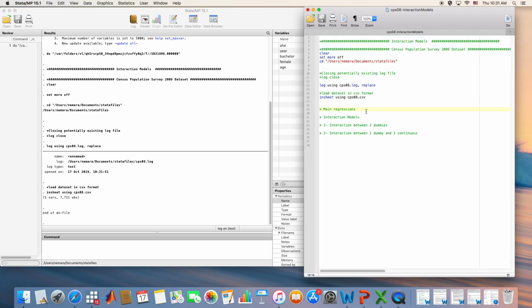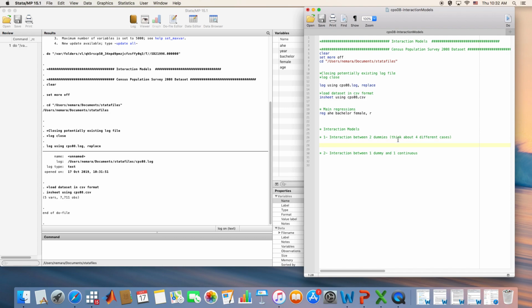and let's create the main model by regressing average hourly earning on two variables, bachelor, female, and let's use robust standard error because I know this model would require a robust standard error. And then let's do the interaction models. Let's start with interaction between two dummies, and remember, whenever I have an interaction between two dummies, I need to think about 4 different questions or 4 different cases.